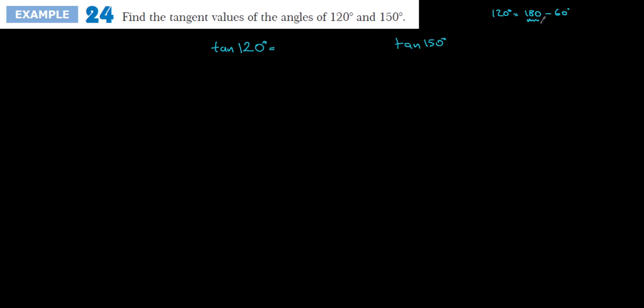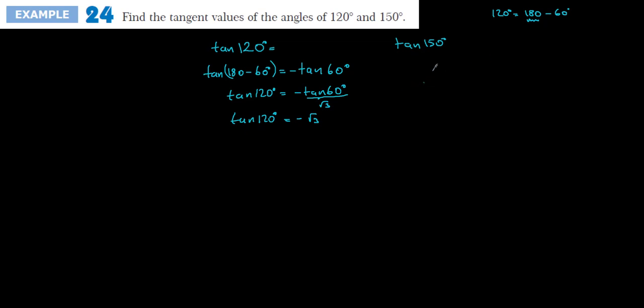Tangent 120 is going to be equal to tangent 180 minus 60, which is equal to minus tangent 60. So tangent 120 is equal to minus tangent 60, and tangent 60 is going to be equal to root 3 over 1, which is equal to root 3. So tangent 120 is equal to minus root 3. What about tangent 150?